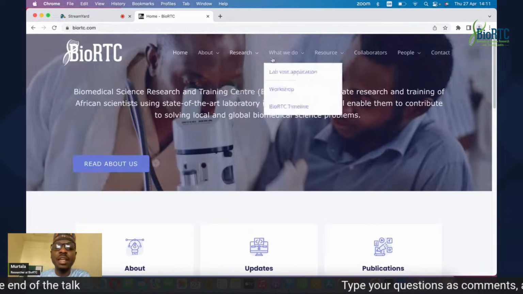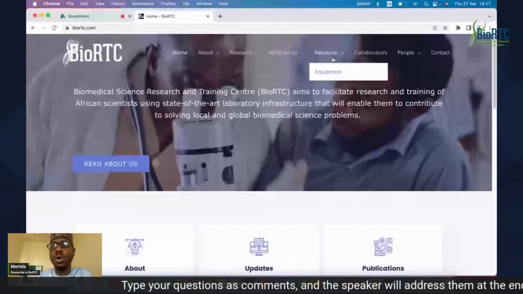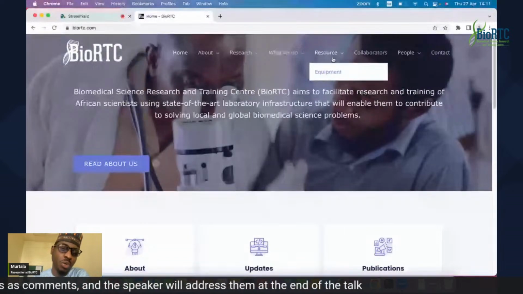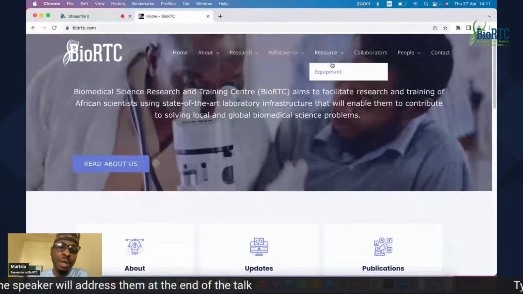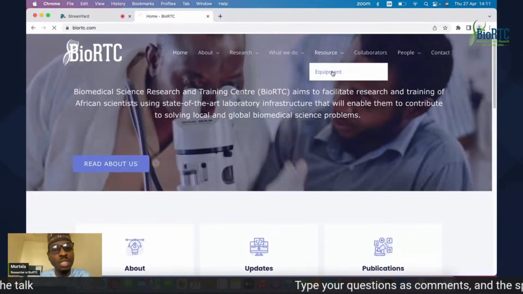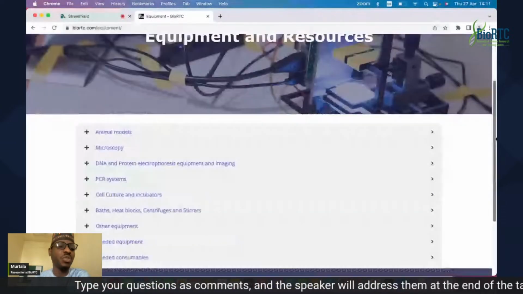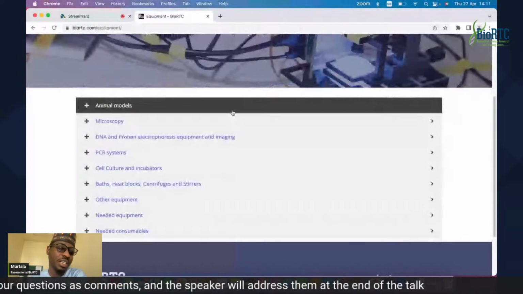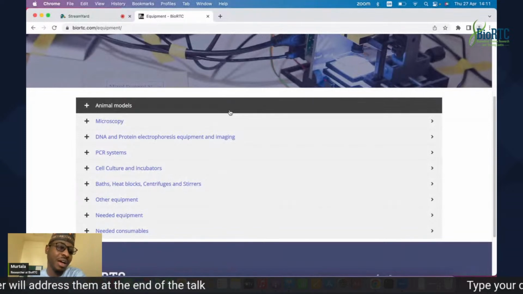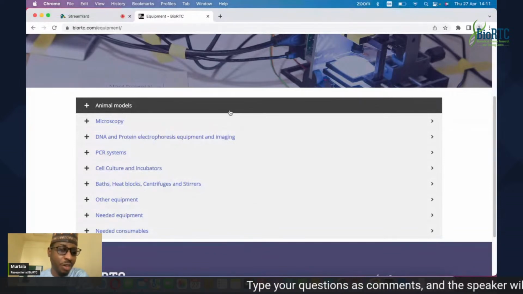But I think the most important thing that you can find is the resources that are available. When people asked me what they can do in the center, I always referred them back to the website, because all the equipment in the center is already listed there. You can click on the equipment, and we have the list categorized. So if you have already designed your research and you want to come to BioRTC, the website is a good way to see what equipment is available for you.